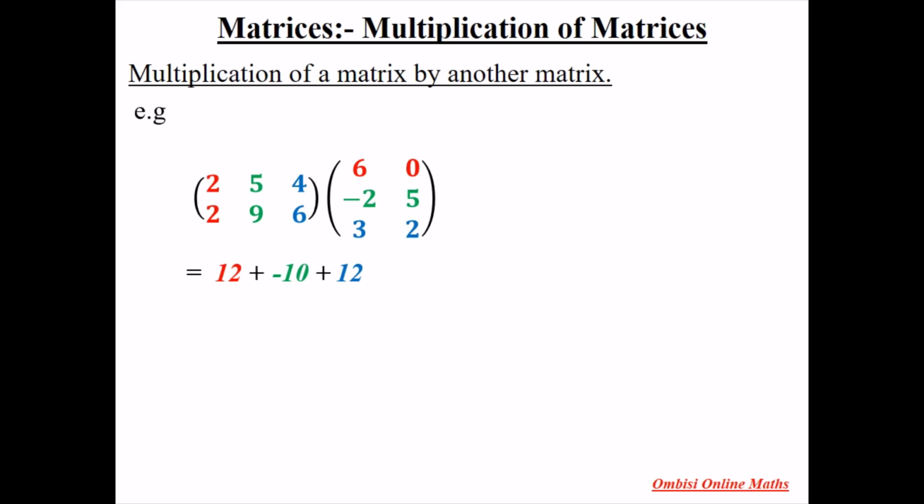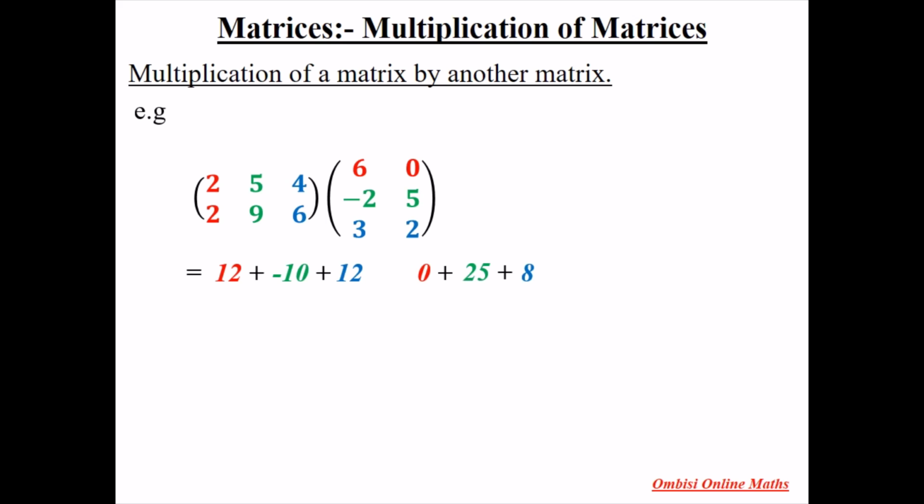We go to the second bit, and that is 2 multiplied by 0, you get 0. You can see as per the color of the numbers appearing. Then 5 multiplied by 5, you get 25. Then 4 multiplied by 2, you get 8. We go to the next row.